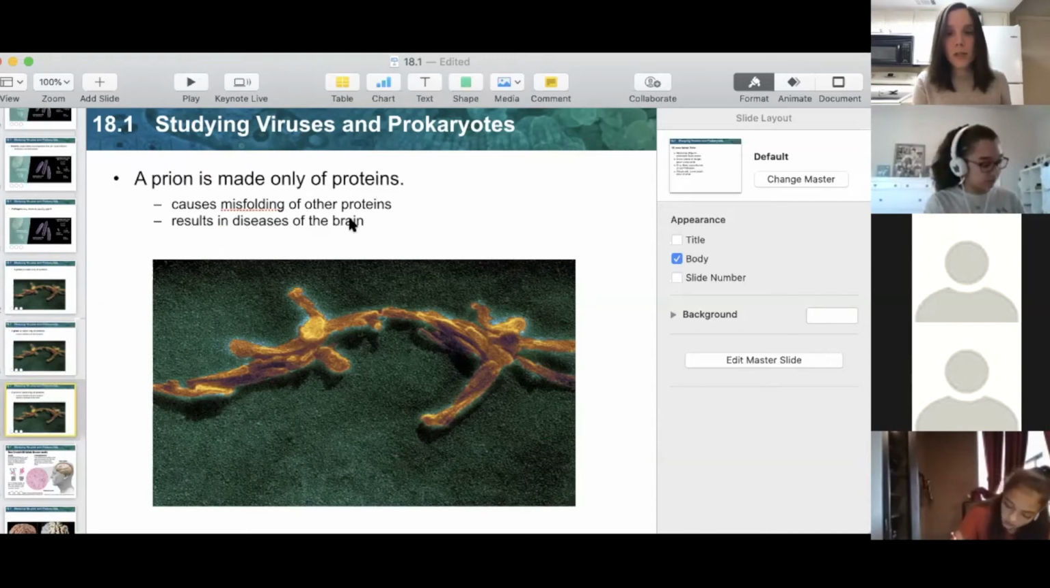It usually attacks the brain. And that's almost always where you find a prion if you have an infection.